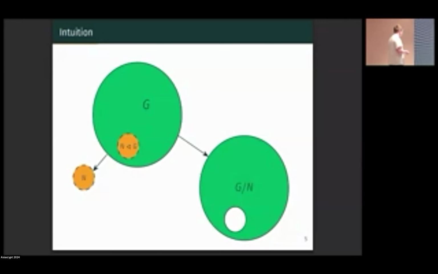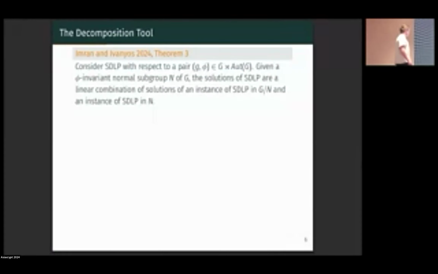Because your instinct is going to be, okay, why don't I just do that on these smaller groups, and then eventually I'm going to run out of normal subgroups and I'll output a bunch of problems in simple groups. More precisely, what Imran and Ivanyos show is that if you have a phi-invariant normal subgroup, so a normal subgroup that's fixed setwise by the automorphism phi implicit in the problem, you can get solutions of SDLP in G as linear combinations of SDLP solutions in these smaller groups.